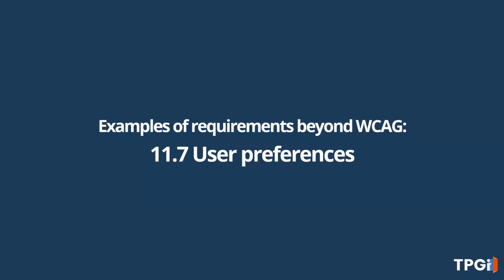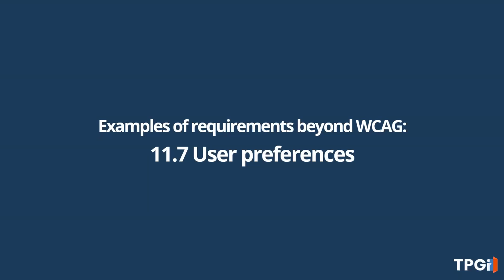preferences. It's clause 11.7 of the EN 301549. And what is this about? User preferences means system settings for accessibility. And the ones that are particularly important are system settings for color, contrast, and text size. And so this is specifically pointed to software, including mobile apps. Mobile apps are software.